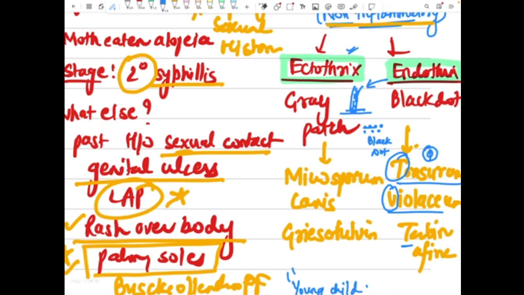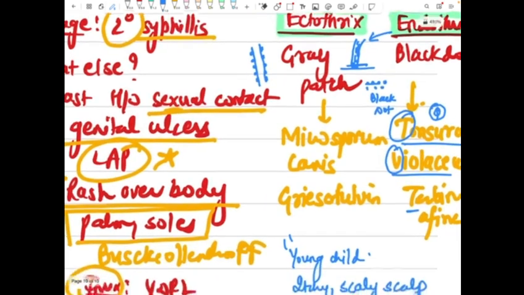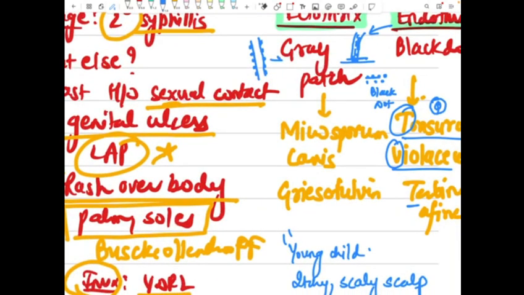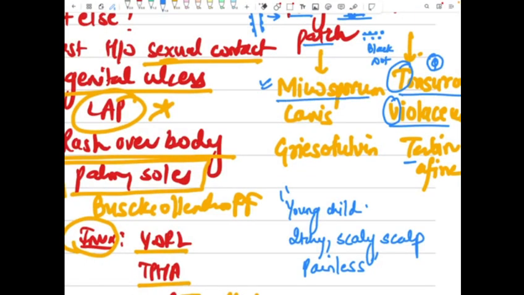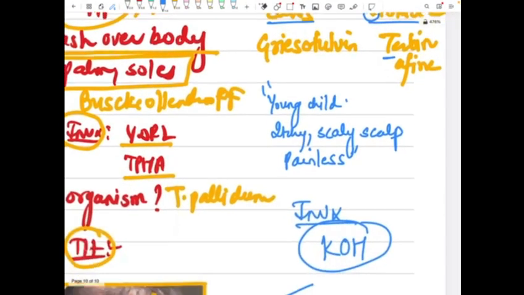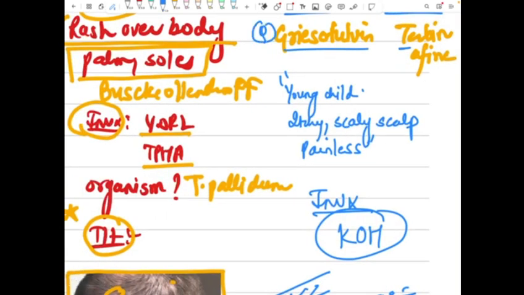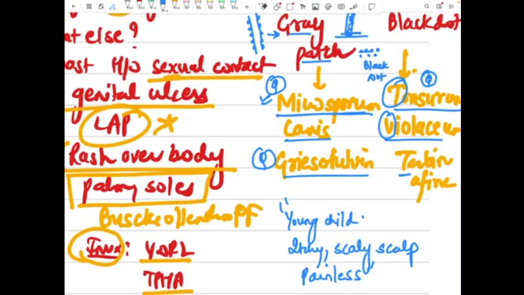Now coming to ectothrix. In this, you will only have the spores over the hair shaft. They will not penetrate the hair, right? So how will they look? They will look gray. So gray patch tinea is known as ectothrix. What is the causative organism? Microsporum, like Microsporum canis, right? And what is the treatment of choice? It is griseofulvin. This has also been asked. The species name has also been asked.